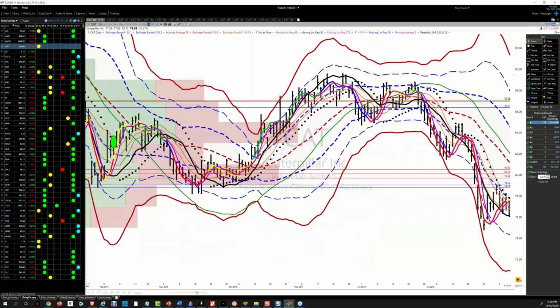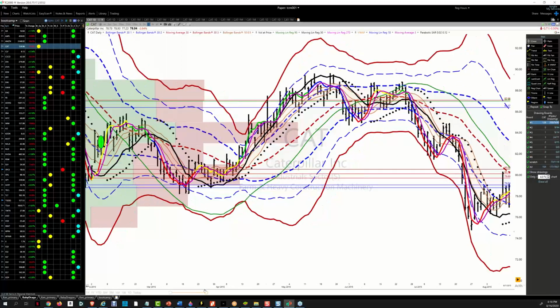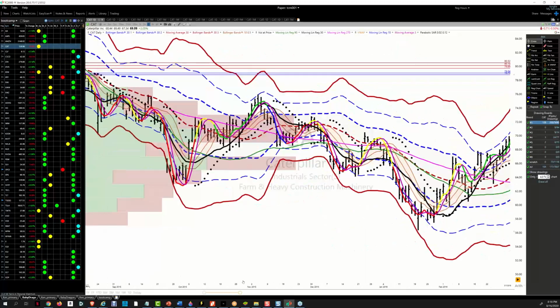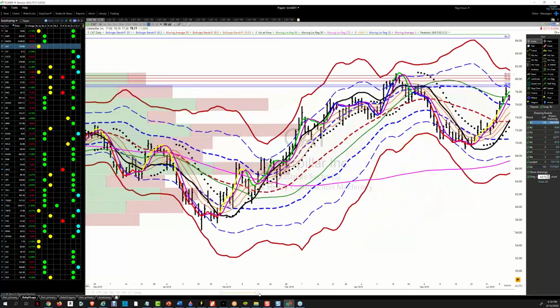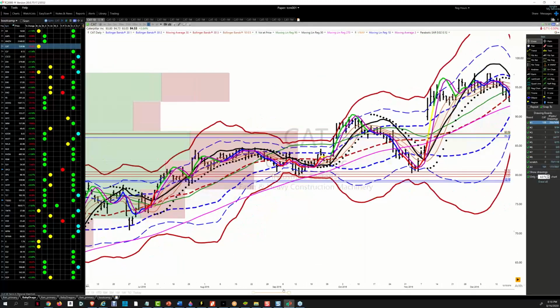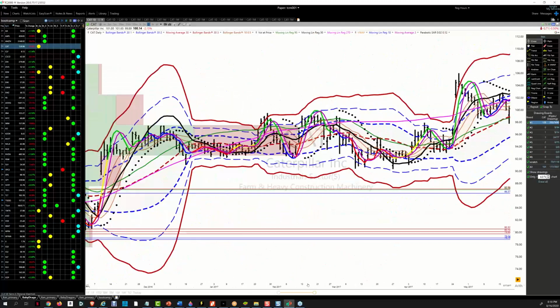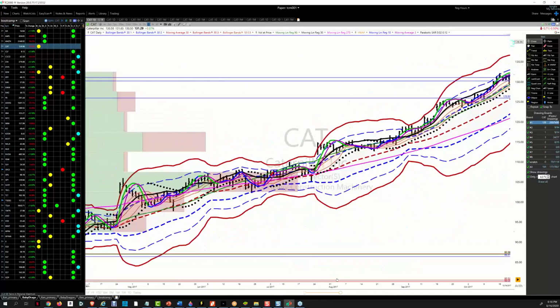Beautiful swings in Caterpillar, making $10 and $15 moves on those big long swings. So Caterpillar is one of those frog champions that just trade beautifully. And so now we're up into 2016. These great big long beautiful swings that correspond with the business cycle.